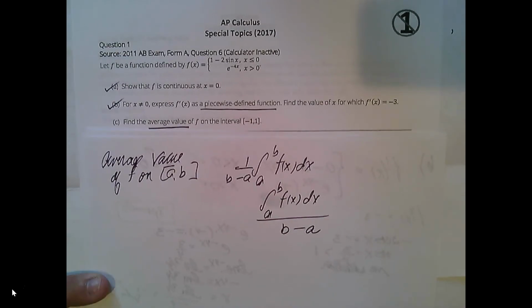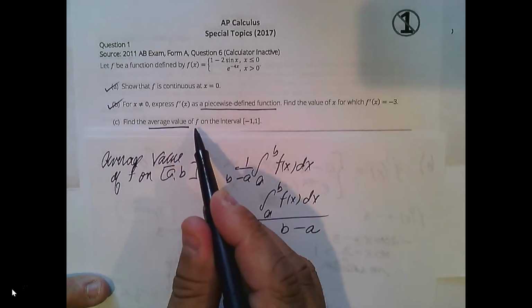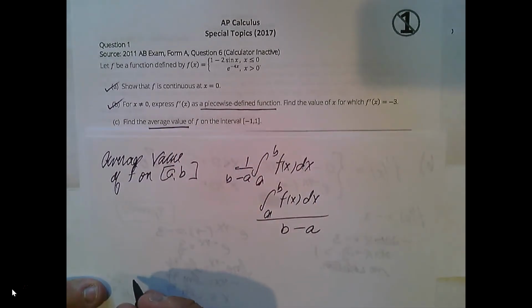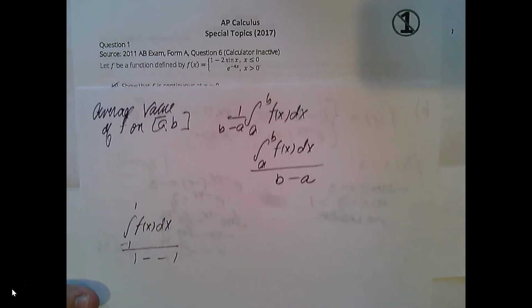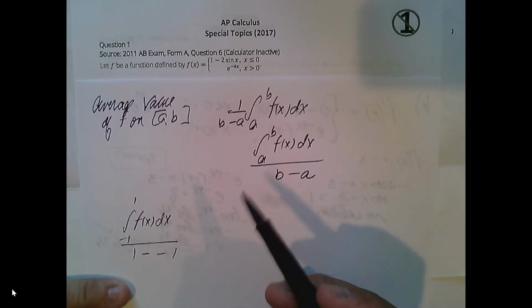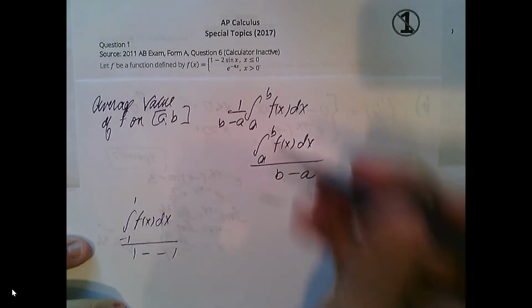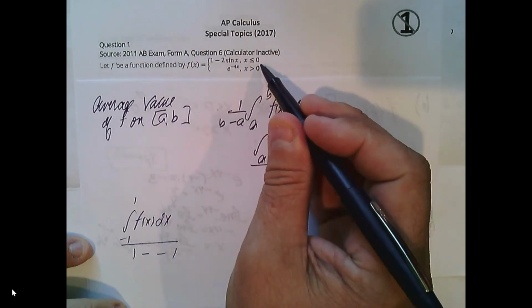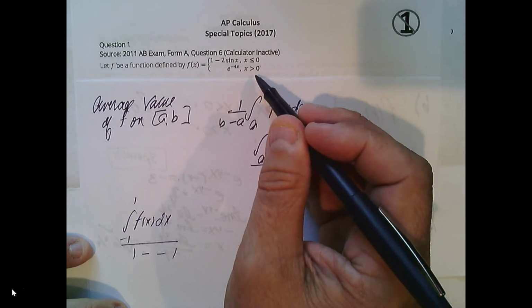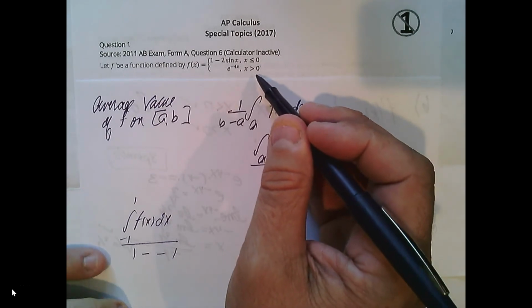Well, what's going on here? I want the average value of f on the interval negative 1 to 1. So that means integrate from negative 1 to 1 f of x dx and divide by 1 minus negative 1. Well, that's not too bad, except you've got a piecewise function. f of x is defined differently for values of x less than or equal to 0 than it is for values of x greater than 0.